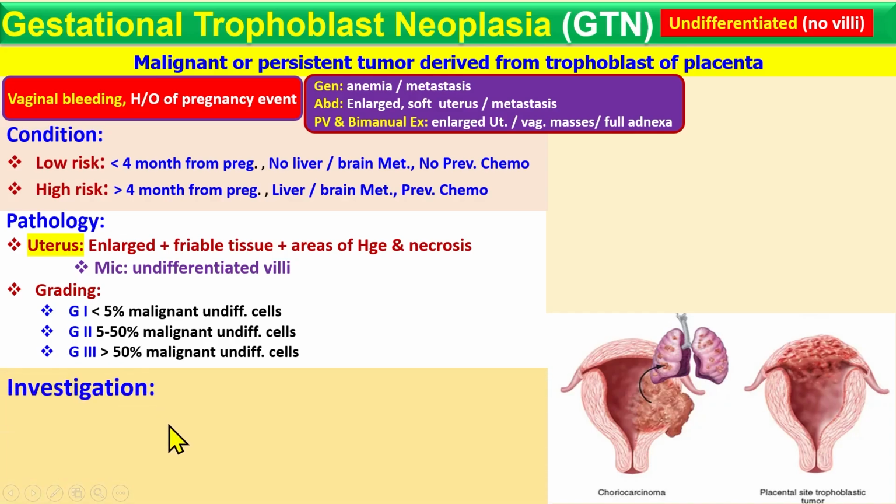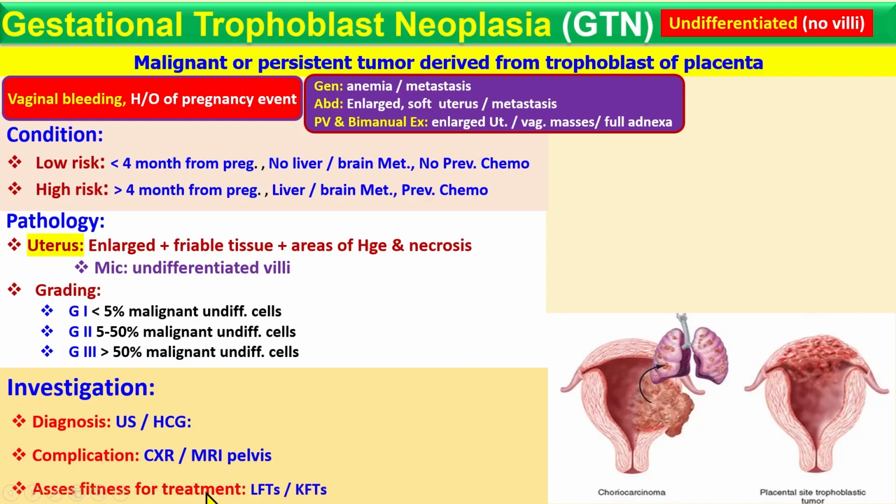Okay, in investigation, of course, you do the ultrasound and look for the beta HCG. Okay, and check the chest X-ray and the MRI for complication or metastasis. Okay, and assess the fitness for the treatment because we are going for chemotherapy. So check the LFT, liver condition, and the renal function test.